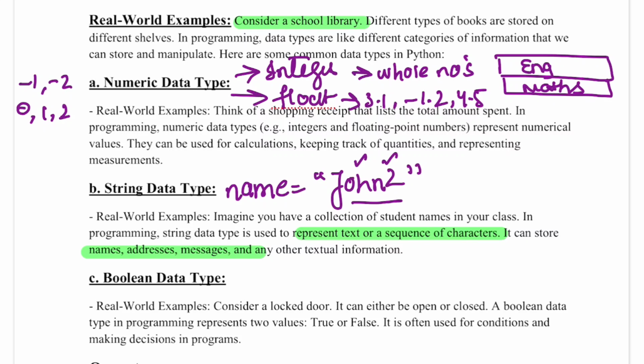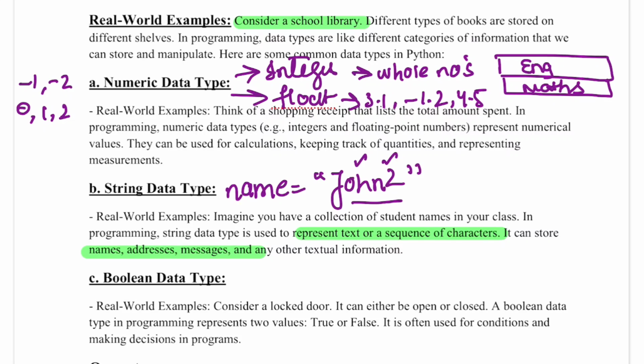Last is the Boolean data type that works in two conditions: yes or no, true or false, open or close, like in this or that condition. So when you have two conditions, you have to use the Boolean data type.